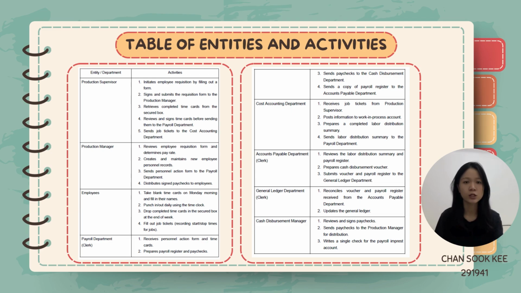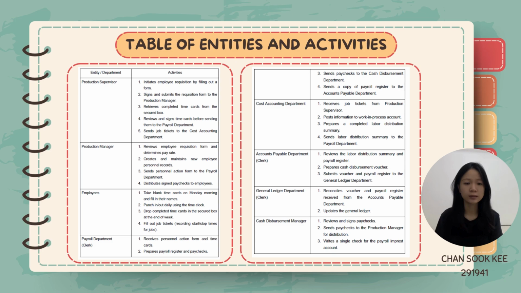for payroll calculations. After this, the payroll department processes all the information to create the payroll register and prepare paychecks for approval. Simultaneously, cost accounting tracks labor costs from the job tickets and sends summaries to payroll, while accounts payable verifies all payment data. Finally, General Ledger reconciles all records before cash disbursements approves and distributes the final payments.